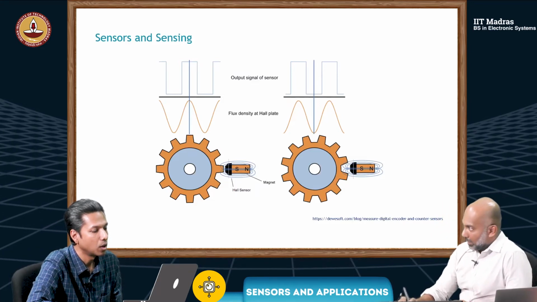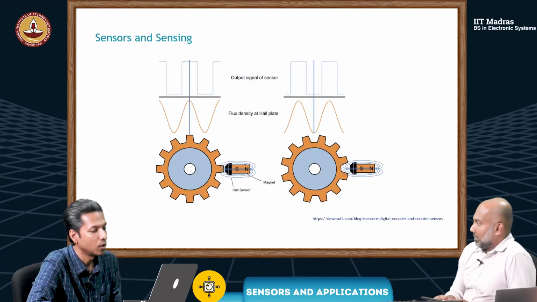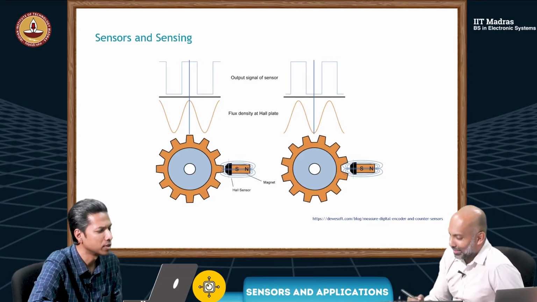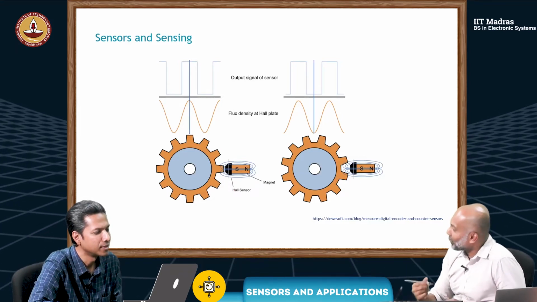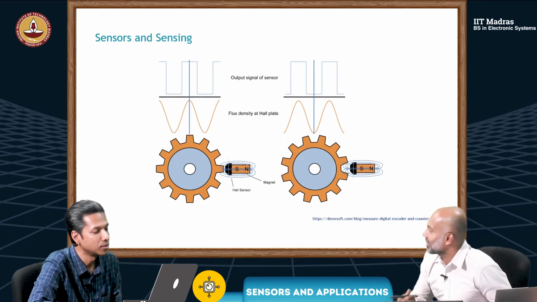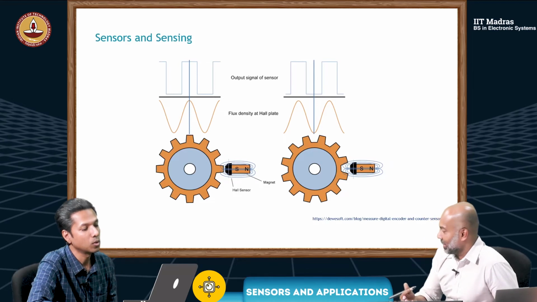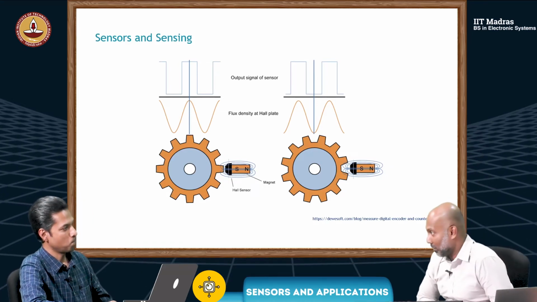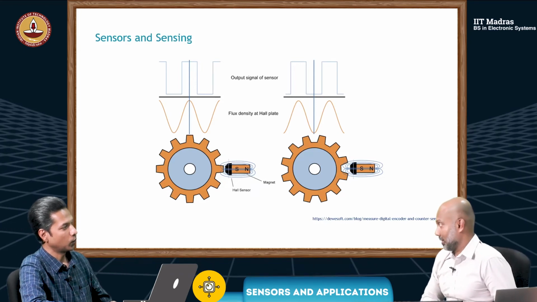Right. So this is just an example, a tooth wheel. I just want to show you how an analog sensor and a digital sensor would perform in a situation like this. And what are some of the limitations, let's say, of a digital sensor?